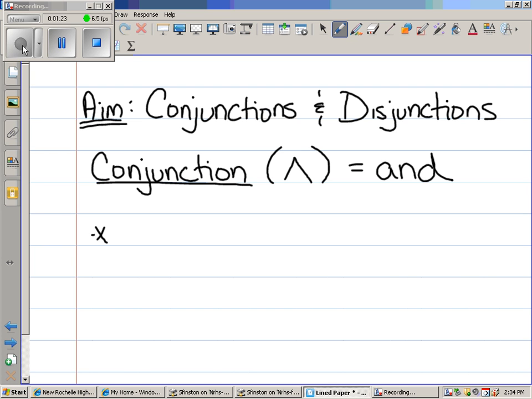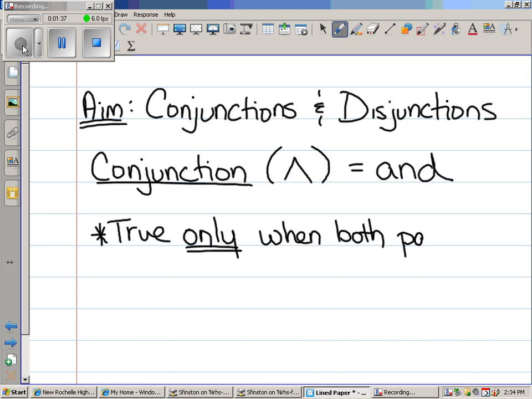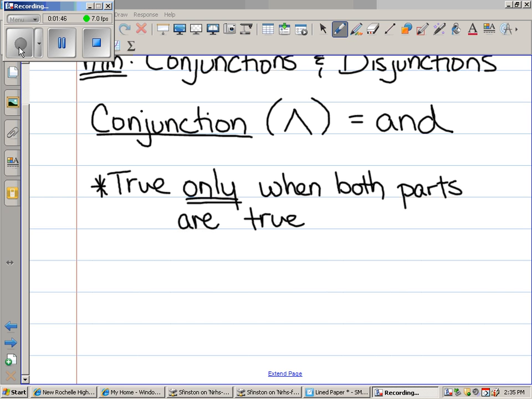Conjunctions are true only when both parts are true. Here we go. So you're going to see that we're going to start to use truth tables to evaluate symbols.